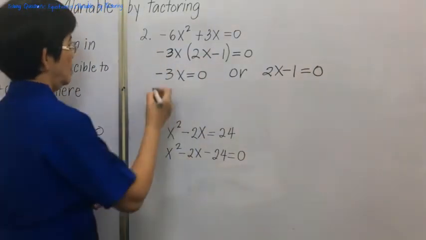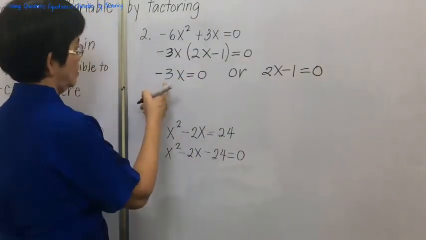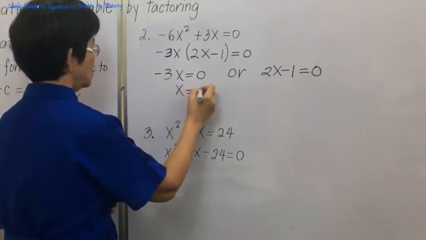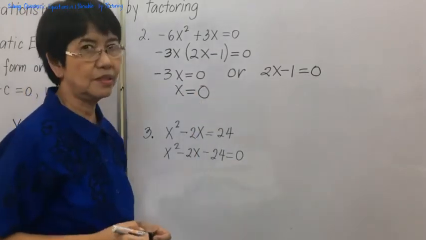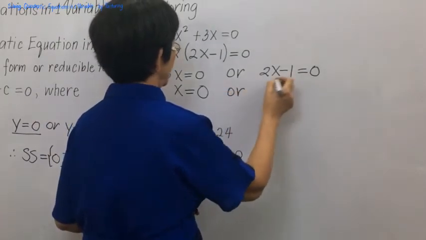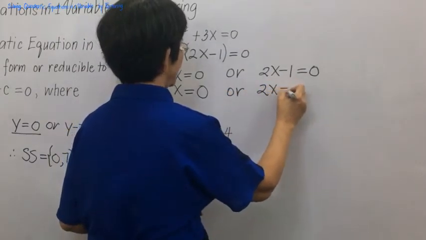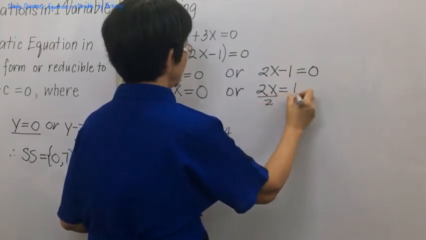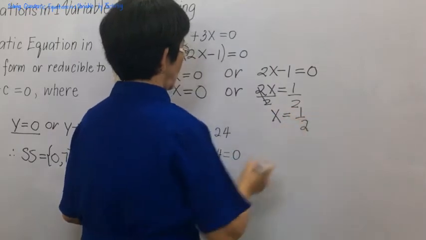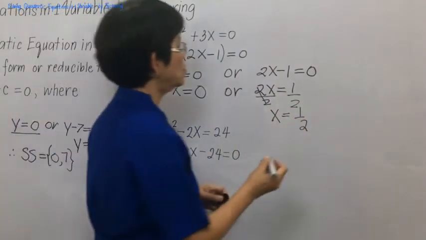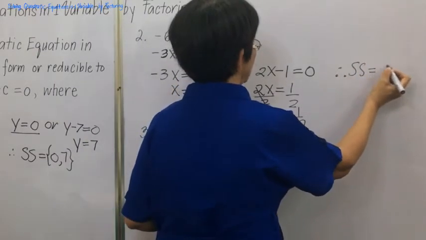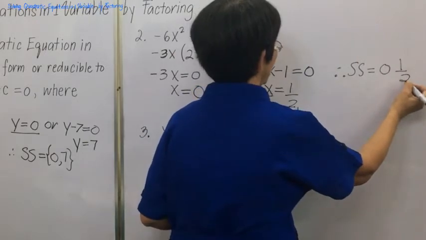If we divide both sides by −3, we still have a 0 on the right side. So x = 0 is one of our roots. And 2x = 1. Divide by 2. x = 1/2. Therefore, the solution set is 0 and 1/2.